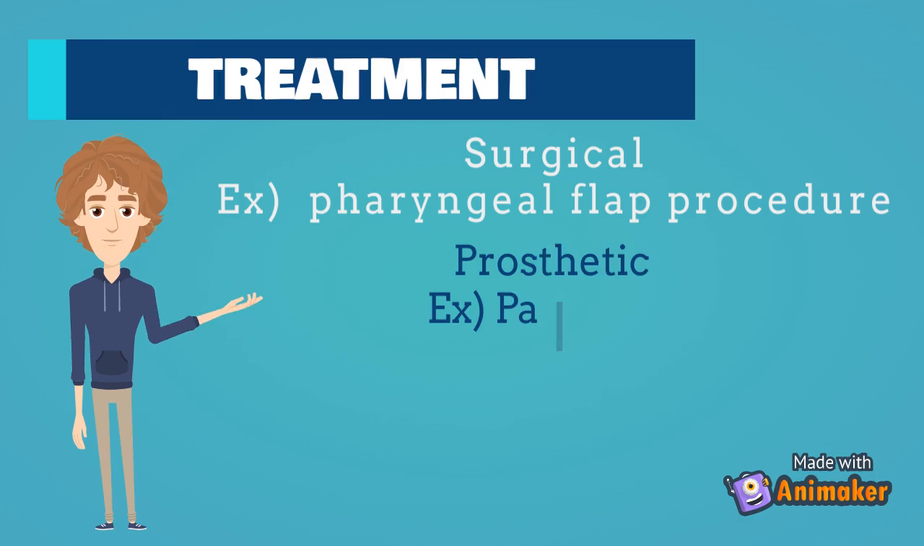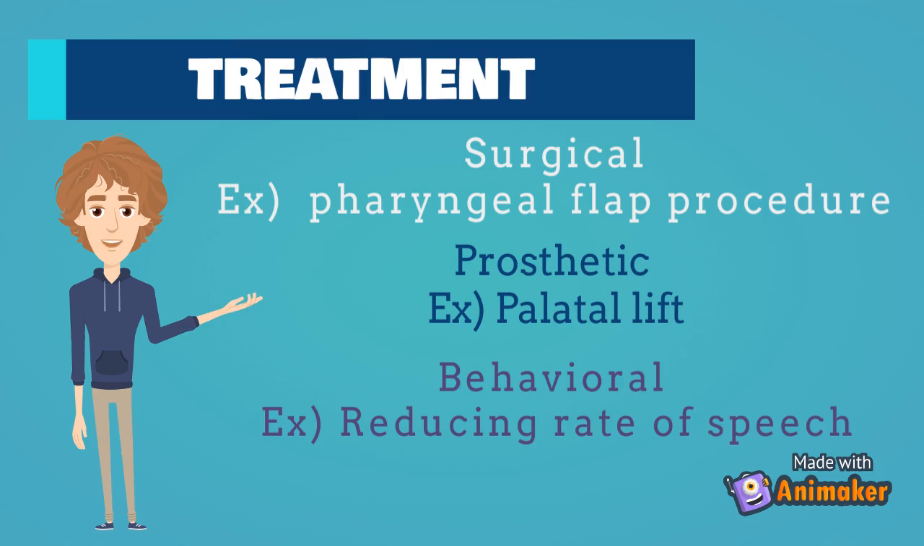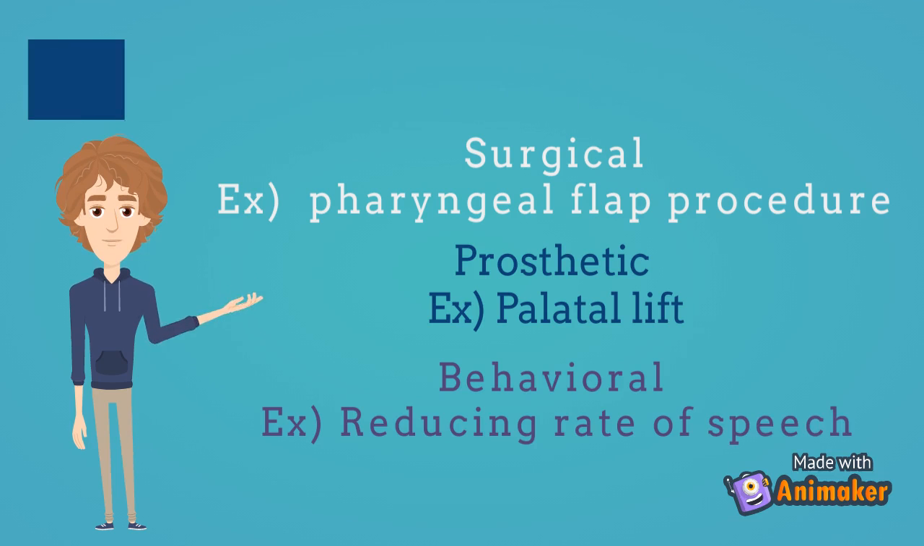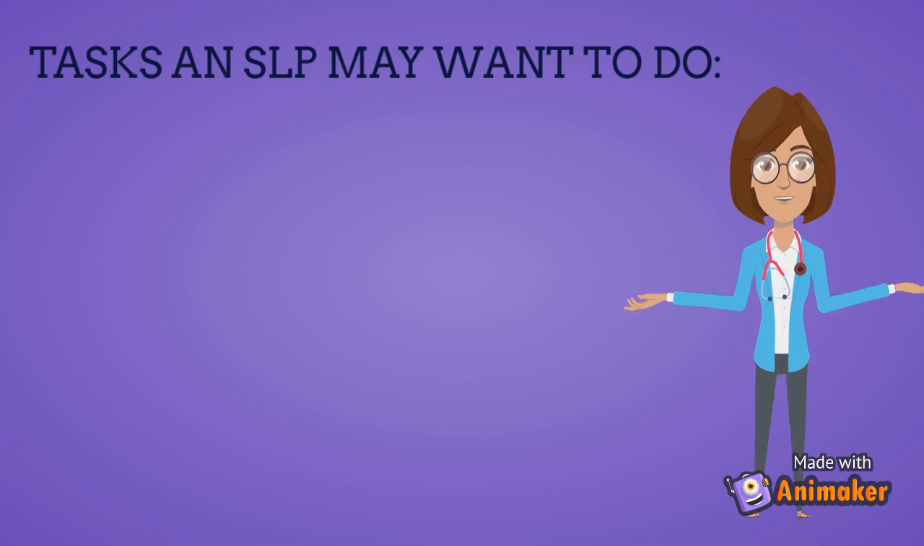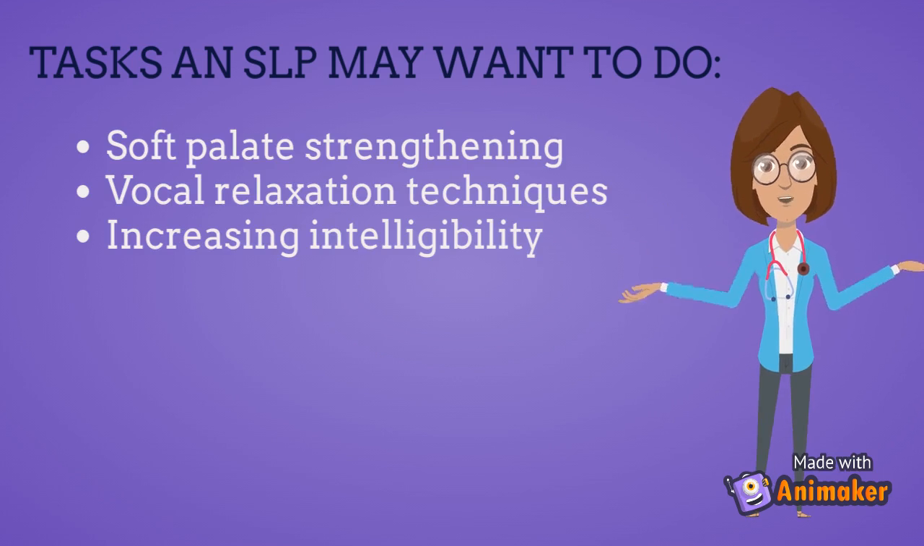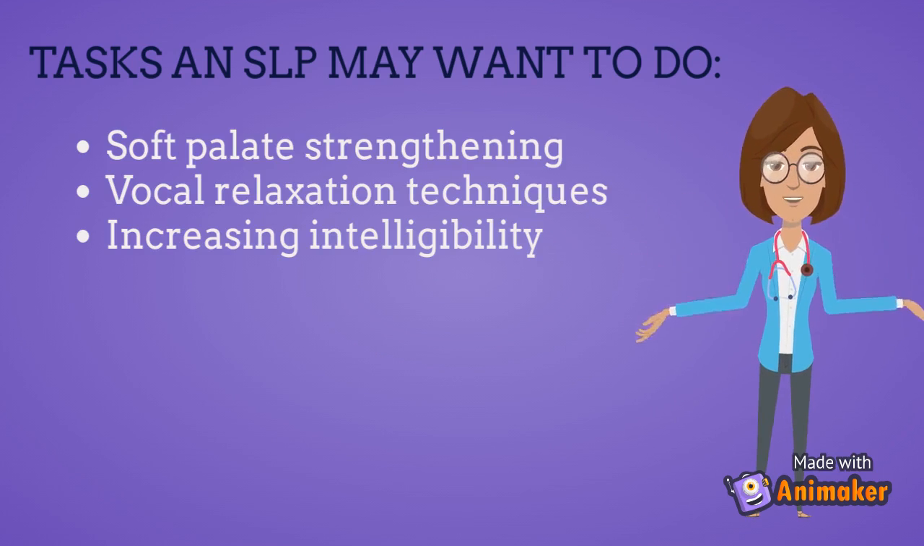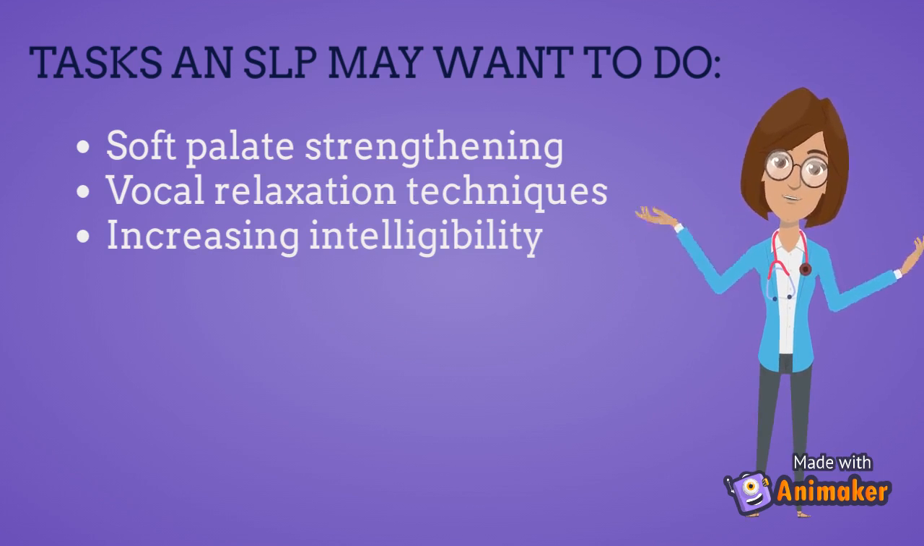It could be prosthetic, such as a palatal lift, where a dental retainer with a rear extension helps push upward on the velum to help individuals with resonance problems, or behavioral, where an SLP can help the client reduce their rate of speech. SLPs may work with the individual on velar strengthening and non-speech exercises, vocal relaxation exercises such as humming while chewing, which relaxes oral muscles, or increasing their intelligibility.